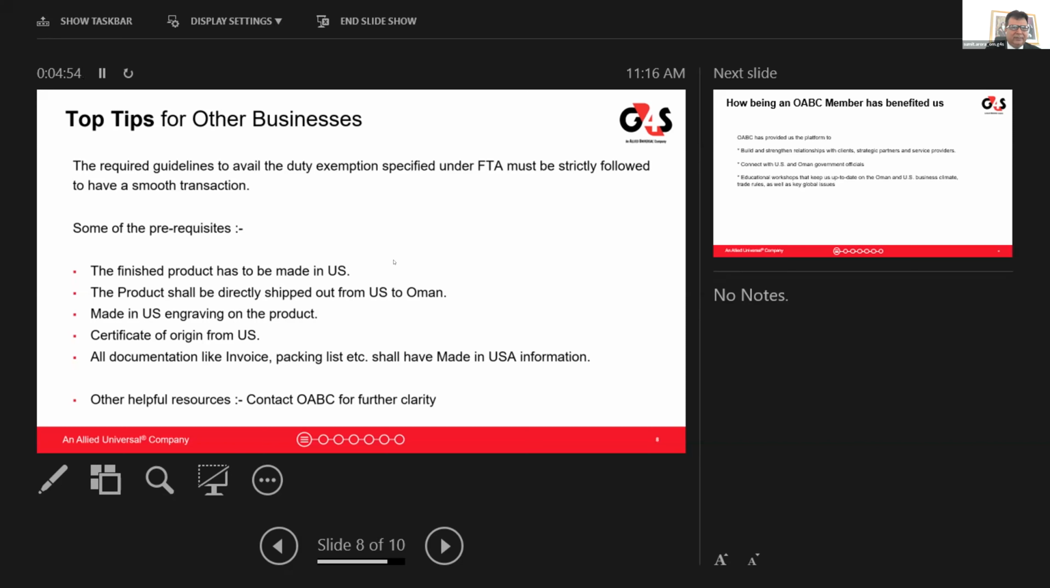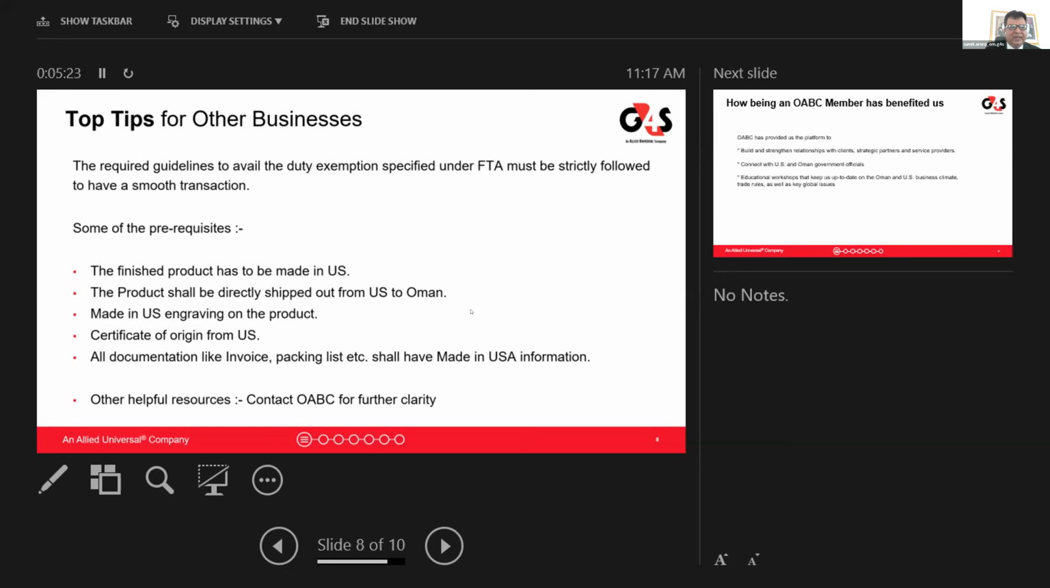Obviously, the first part is the product has to be made in US. The product shall be directly imported or shipped from US to Oman. If we wish to bring the product via other countries and we import from those countries, that particular case will not be qualified for FTA exemption. The product has to have the engraving on the product with made in US. The simple stickers will not work.